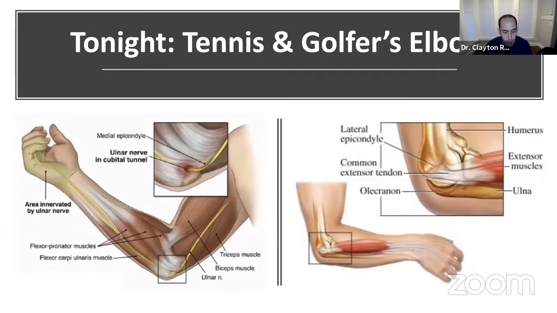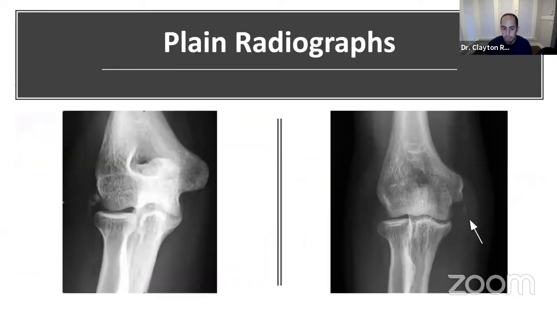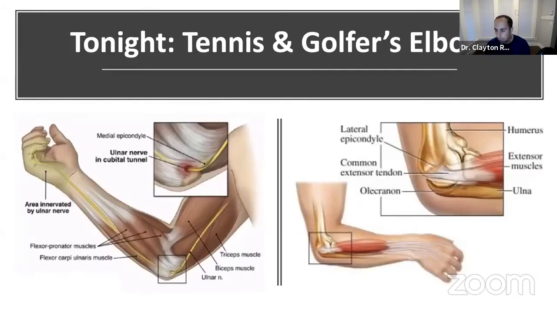So the first one we're going to talk about is lateral epicondylitis. Let's do the next slide. Lateral epicondylitis, or tennis elbow. There are two bony prominences on the elbow, one on the inside, one on the outside. They are called epicondyles. When you feel the elbow, the bump on the inside and the bump on the outside are called the epicondyle. When it gets inflamed, we add itis at the end. So epicondylitis, medial, inside, lateral, outside. Inside is golfer's elbow. Outside is tennis elbow.